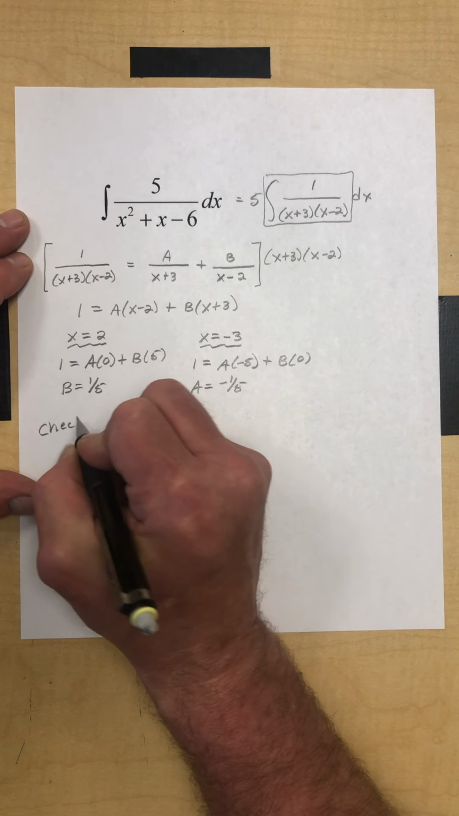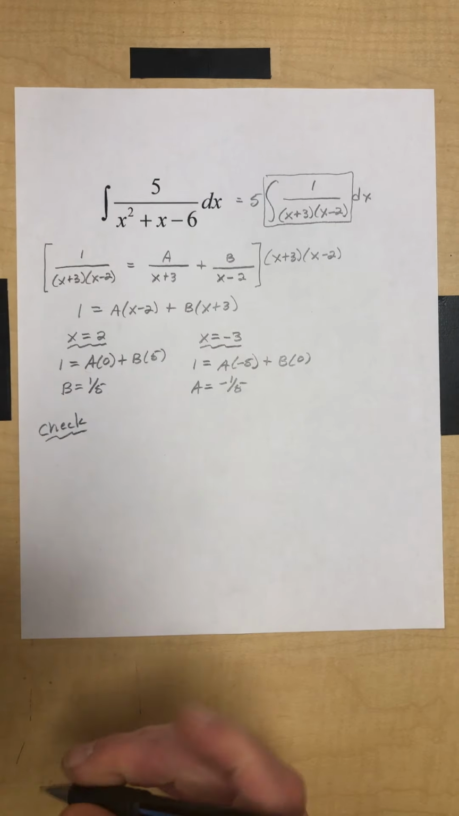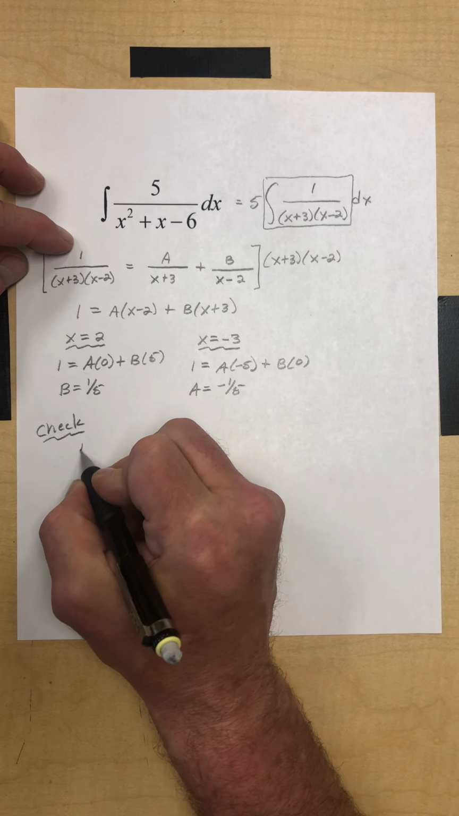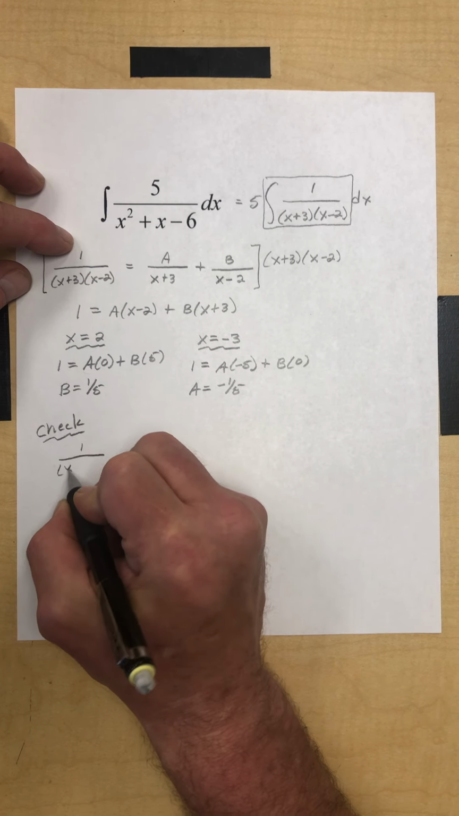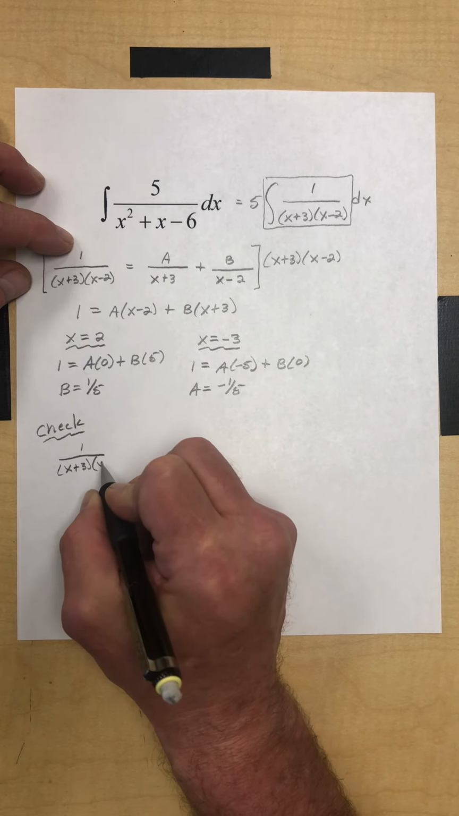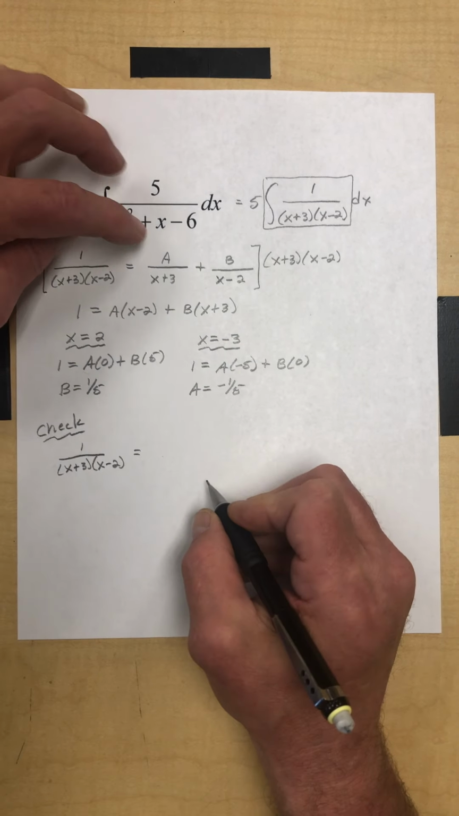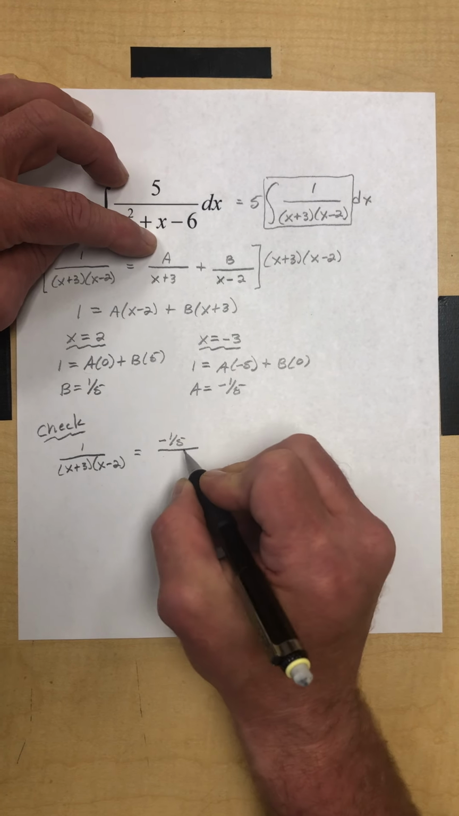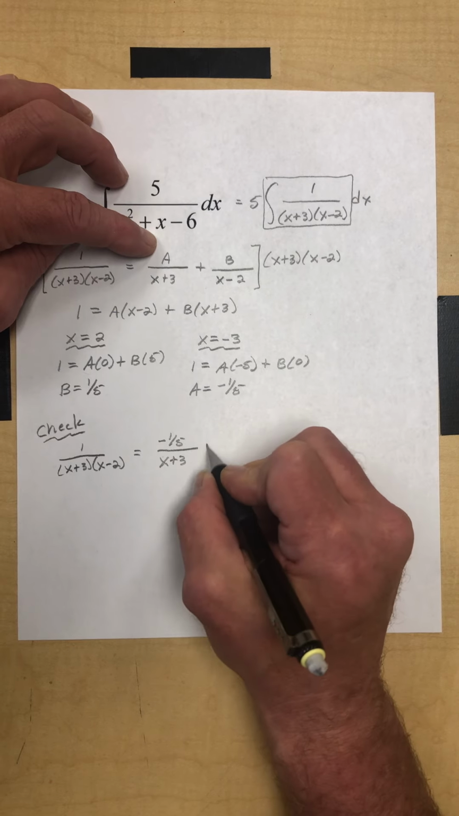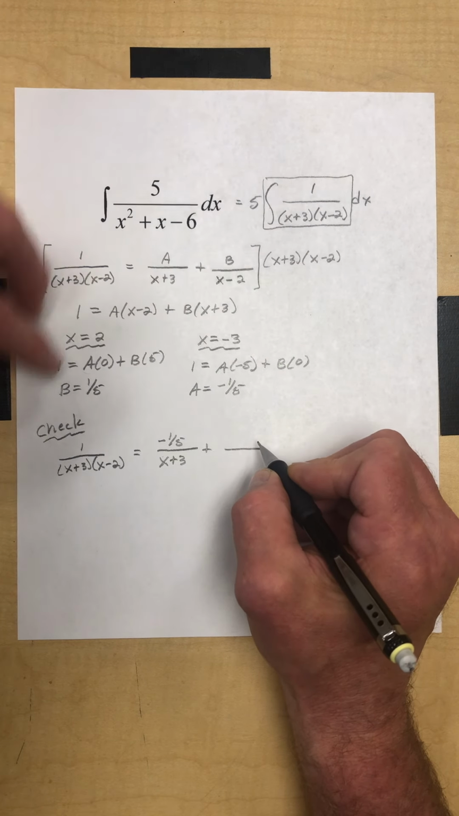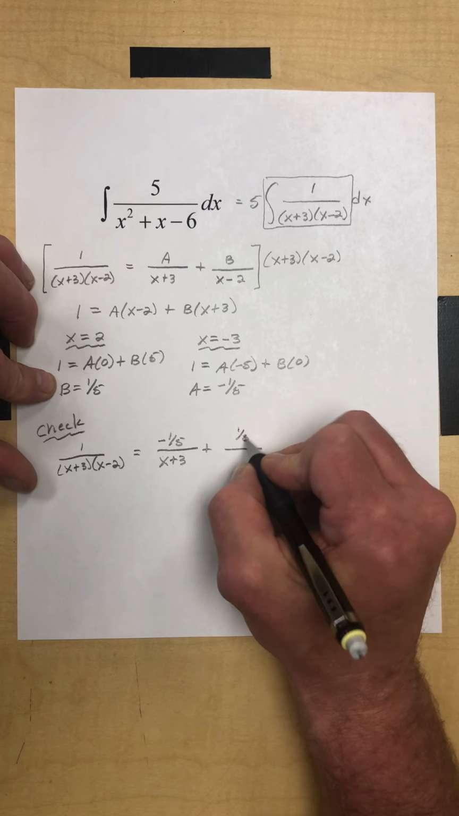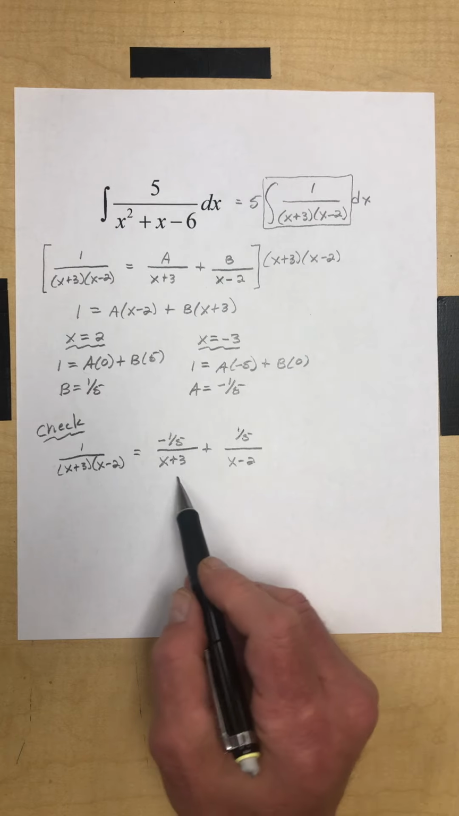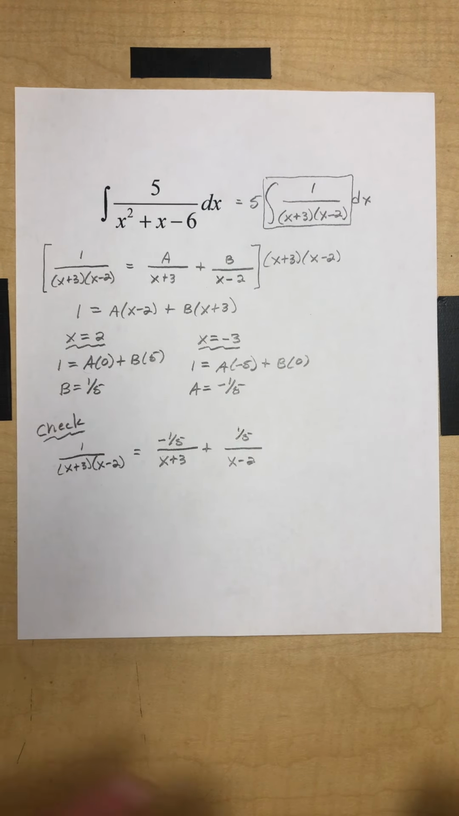I'm going to check this, and this is the only time I'm going to check, to show you this works out. So if I go back up here, and I take this 1 over x plus 3 times x minus 2 equals a. Well, a is -1/5 over x plus 3 plus b, b is 1/5 over x minus 2. Now all I got to do is show that this right-hand side is equal to the left-hand side, and I've figured out how to do it.